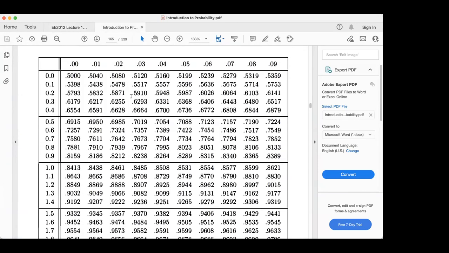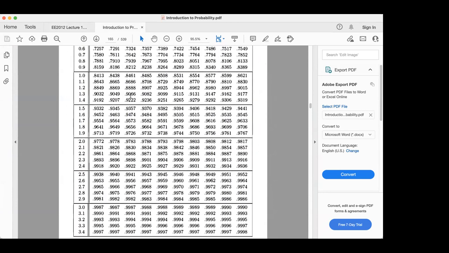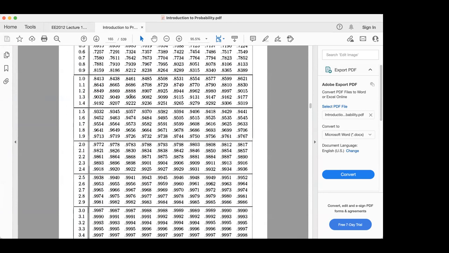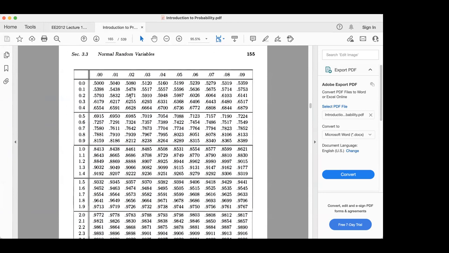This is basically the table of the CDF of a Gaussian. How do we read this? Suppose we want to find phi of 0.55. You go to the 0.5 here, and then you go to the 0.05 here and you read this number. So this is equal to 0.7088. I don't know whether you learned this before. This is not in JC. I learned this in JC many years ago.